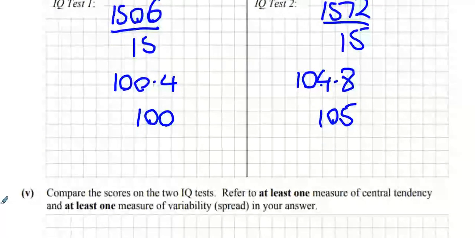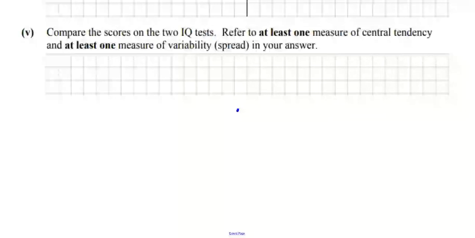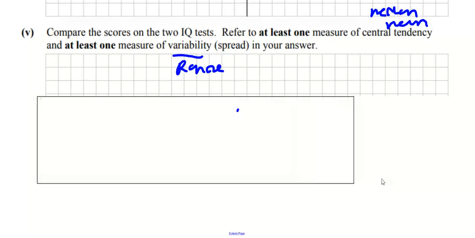Okay, guys. Compare the scores of the two IQ tests. Refer to at least one measure of central tendency and one measure of variability. All right, variability is your range. Central tendency is either your median or your mean. Is that okay? Okay.